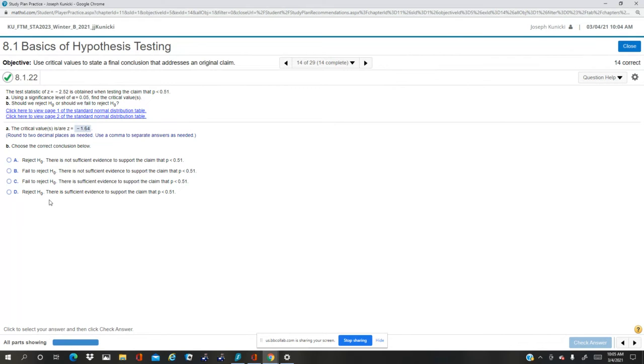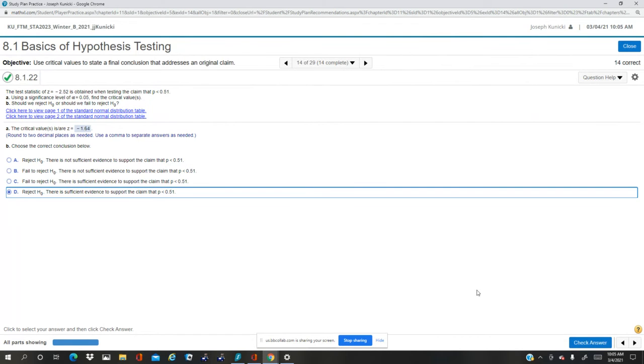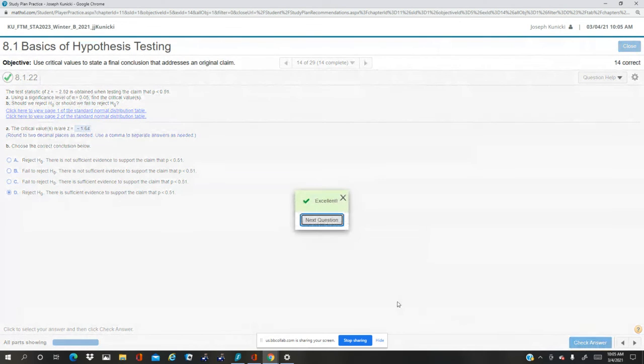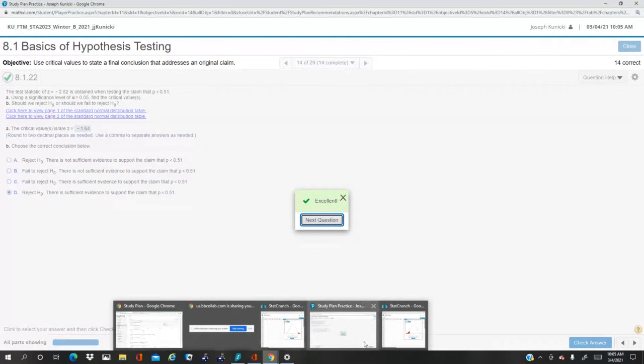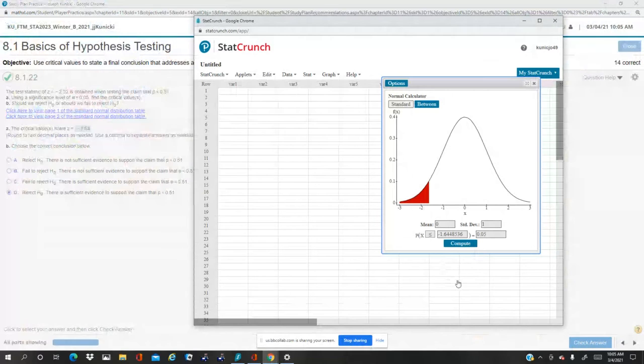So it's going to be A or D. A is incorrect. It says not sufficient evidence. There is sufficient evidence because we're in the tail. That's the evidence. Okay. So once again, looking at that, so you can see that.